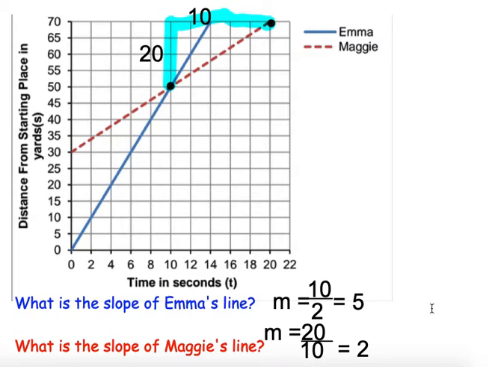Tell me true or false. Maggie is running half the speed of Emma. What do you think, Nick? False. What would half the speed be? They're running 5 yards per second, and Maggie's running 2 yards per second.